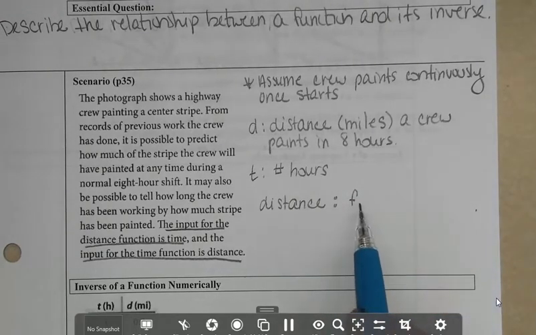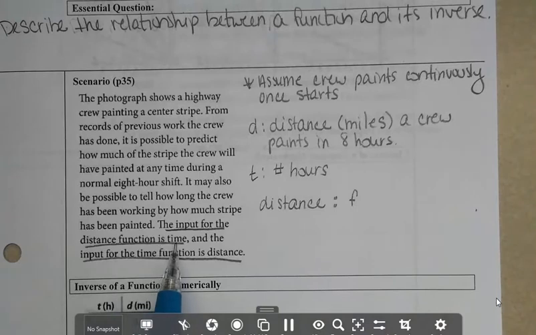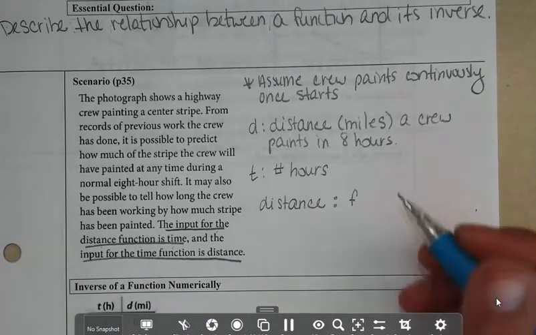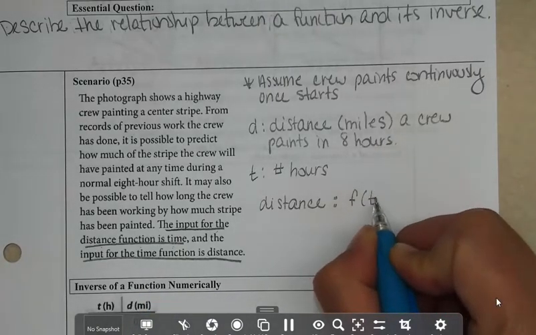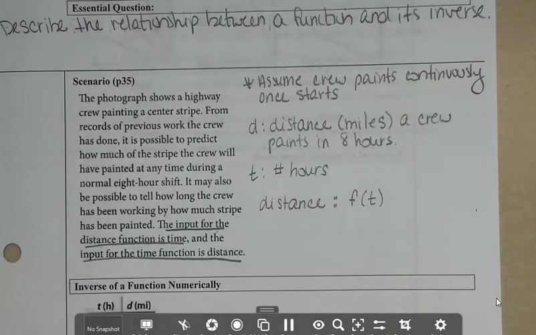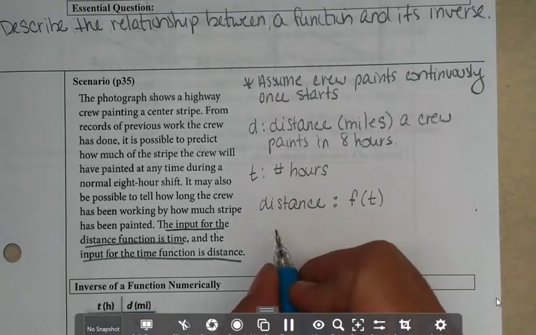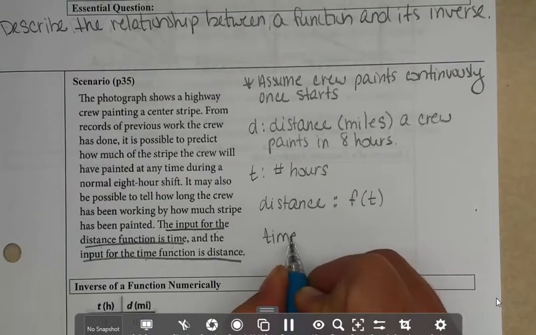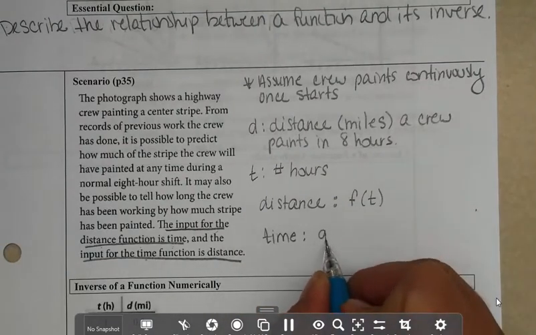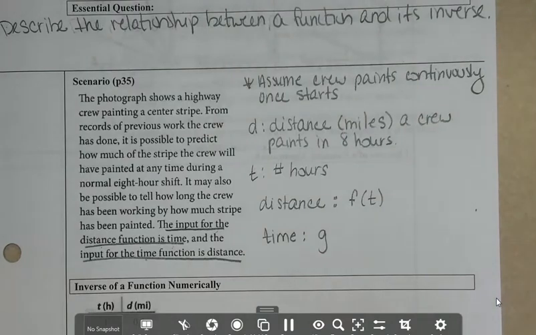Now, F is a function of time. Distance is a function of time, or the input for the distance is time. So distance is a function of time. So our distance function is going to be f of t. And our other function is going to be the time function. And the input for the time function is distance. So our time function, we're going to call that g. And again, our input for that time function is distance.